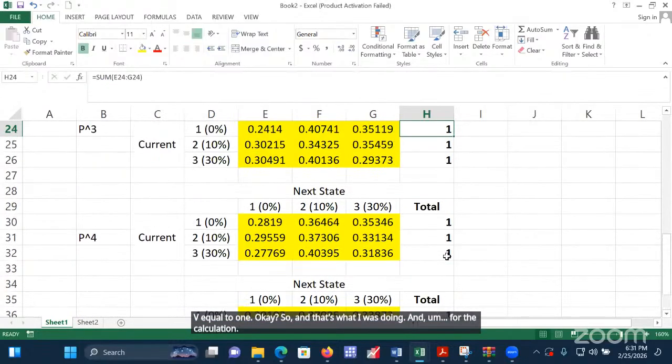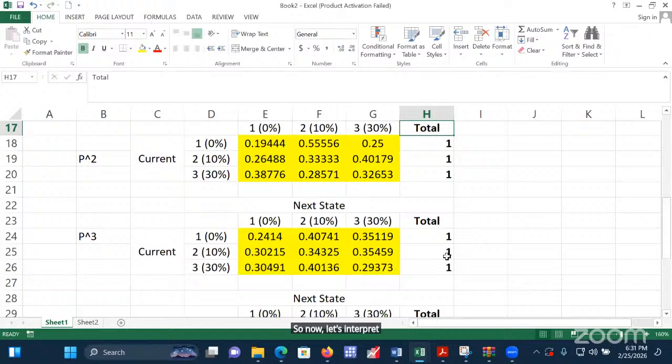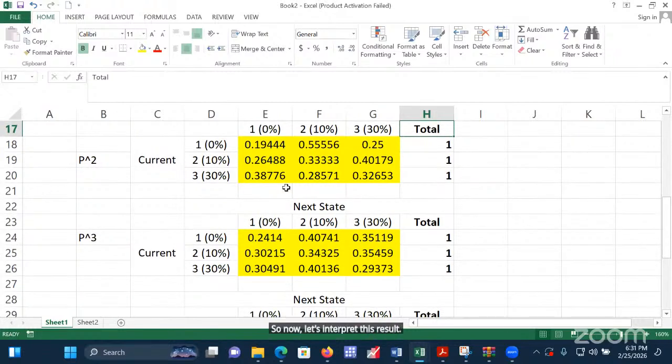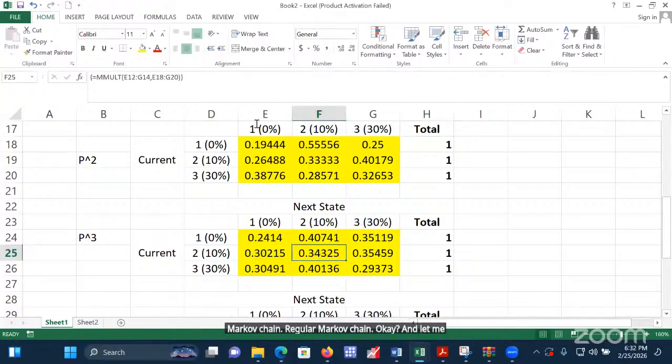So now let's interpret this result. You will see that from P2 to P5, none of the cells is 0, which means that you are dealing with a regular Markov chain. Regular Markov chain. Okay? And let me paint this red.